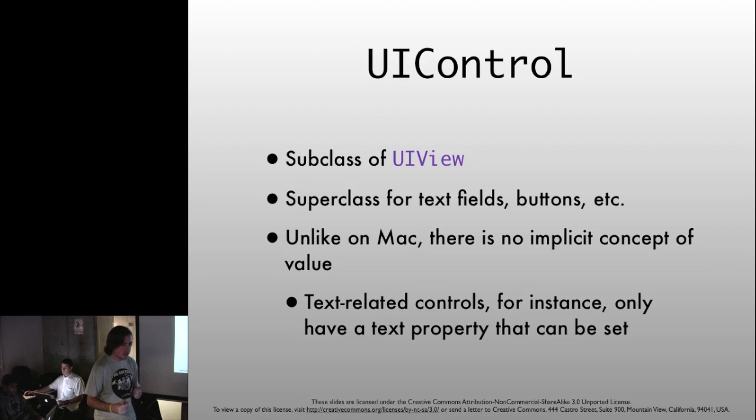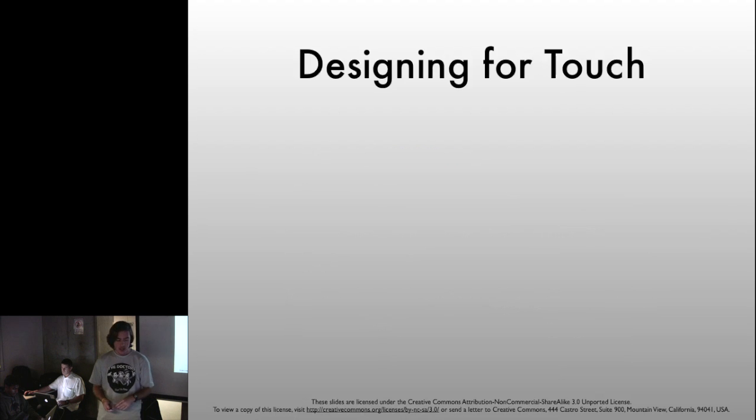So for text fields, for example, they have a set text property. They don't have a set string value and a set integer value and a set float value. They just have set the text. And so it's up to you to make a format string if you want to put in a number, for example. And again, the documentation of all the controls will tell you what you can do with all the different elements.